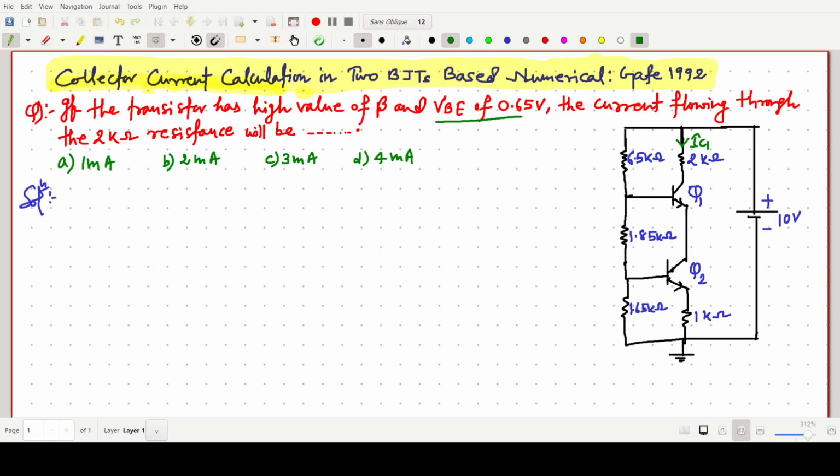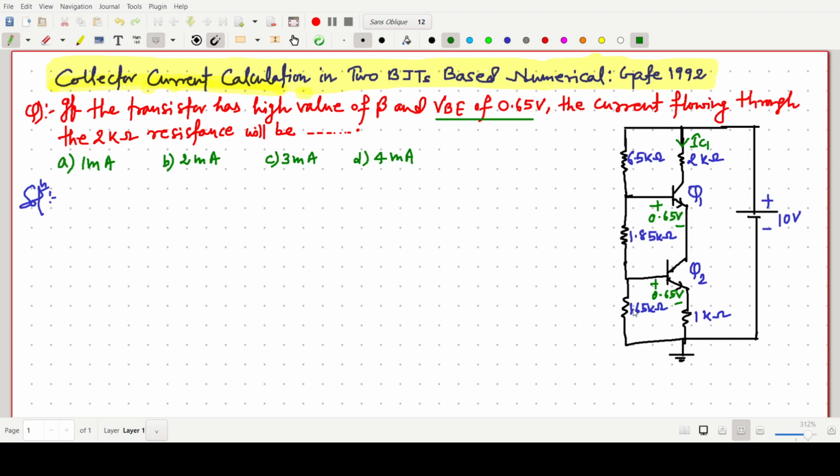And the VBE value is also given, 0.65 volt. So this value is given, VBE is 0.65 volt, and two NPN transistors are there, so we can say this one is 0.65 volt.